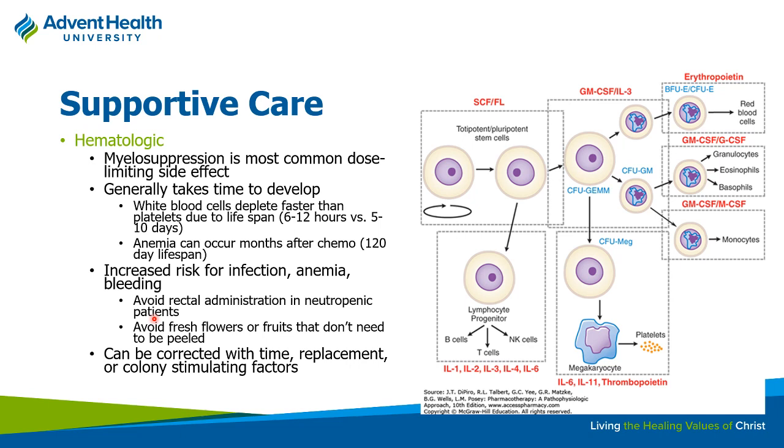So maybe oranges might be good for them, or banana. Maybe something like grapes is not a great idea, right? So little things you may not think about in terms of taking care of these patients. Okay, so anyway, again, the myelosuppression is the big thing you have to worry about for those patients.